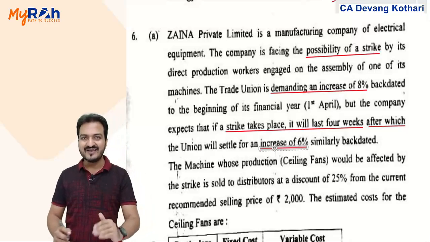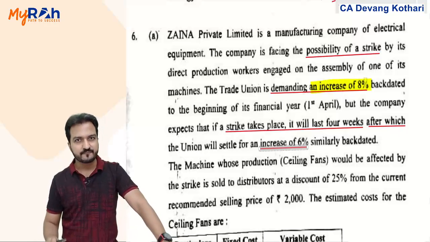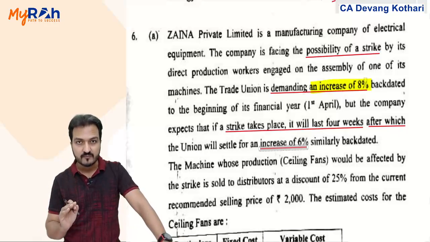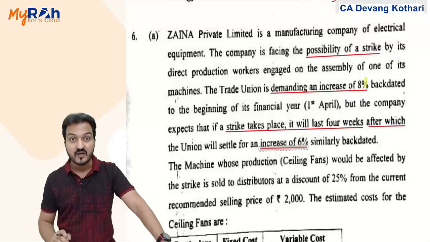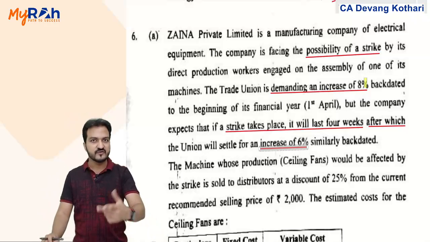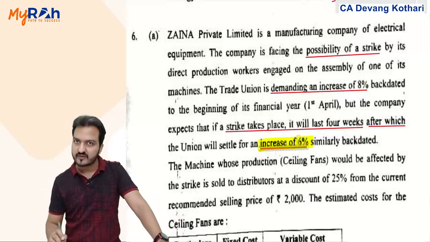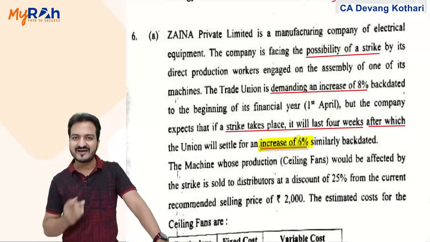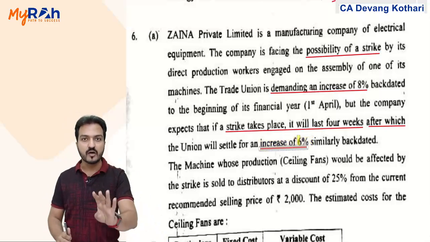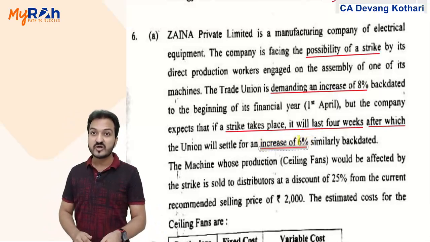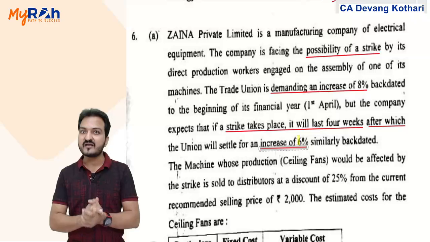Look, if I agree to what they demand, then I simply pay them 8% extra. That's it. But if I don't agree, then they will go on a strike, and after 4 weeks of strike, after living 4 weeks without salary, then they will agree for only 6% increase. So that is good for me that I have to pay only 6% increase, but in that case 4 weeks production I will lose. That is the problem.